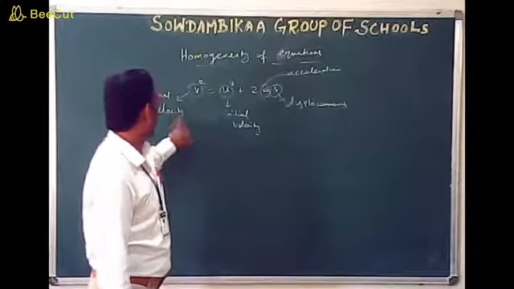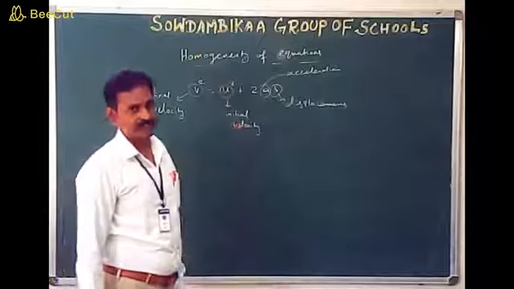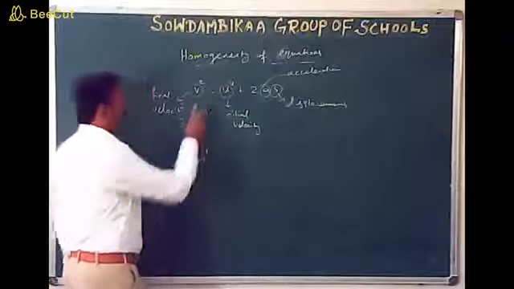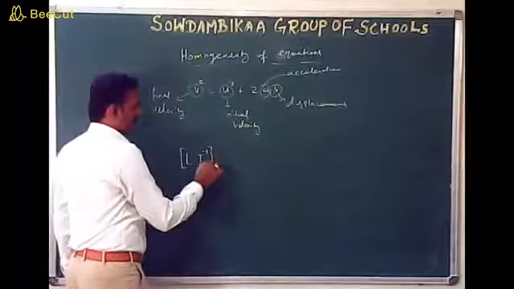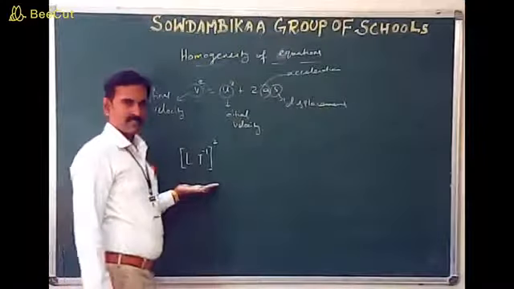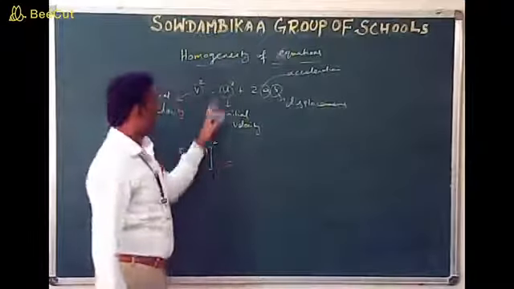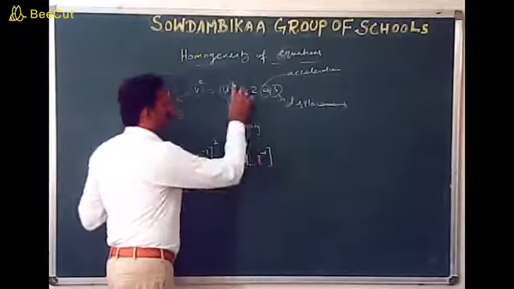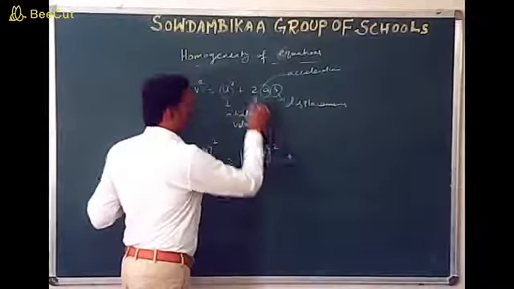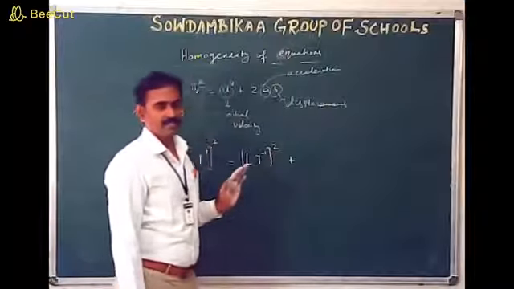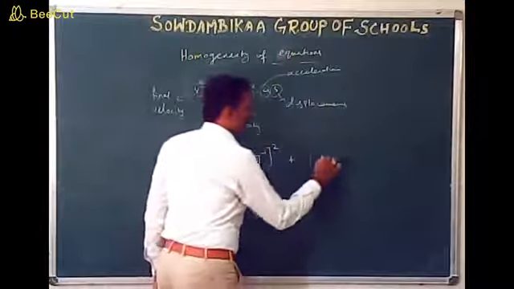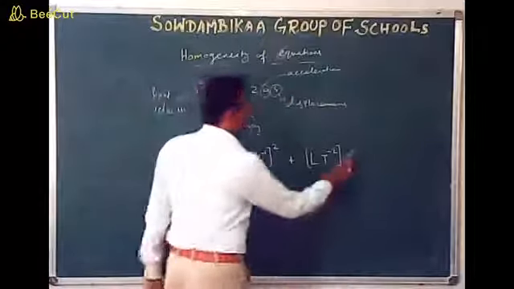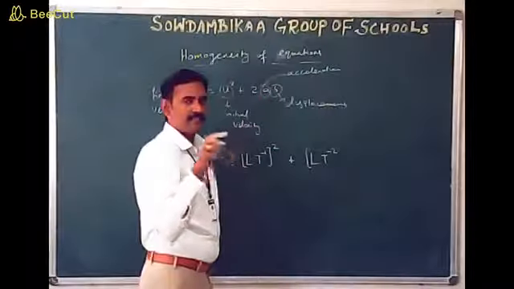How? What is the dimensional formula for velocity? The dimensional formula for velocity is L T inverse. Now it's v square. Listen, that's important. That is equal to the initial velocity u, so (LT inverse) power 2, plus 2, which is a numerical value. A numerical value does not have a dimension. Then acceleration is L T power minus 2. Then displacement is denoted by length, and the dimension for length is L.